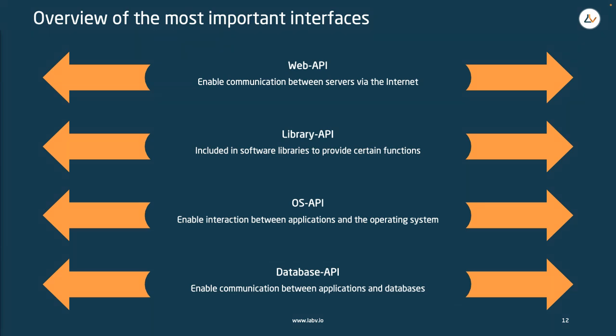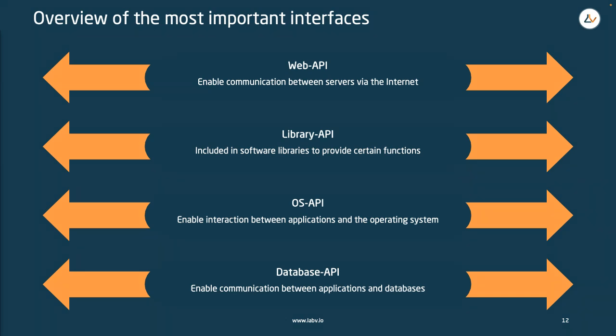Another category would be operating system APIs. These types of API allow different applications to interact with an operating system. The most famous one is the Windows API, which enables any application to interact with Windows while working. And the final one is the database API. These enable communication between applications and databases. For example, you send requests to a database and you retrieve the data.